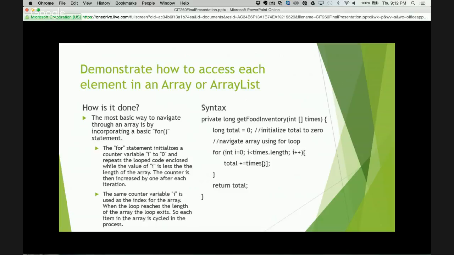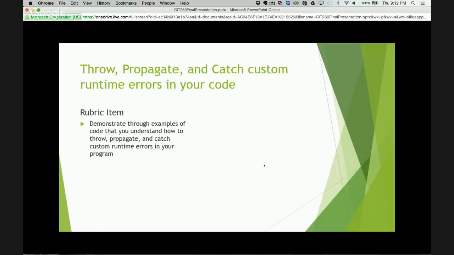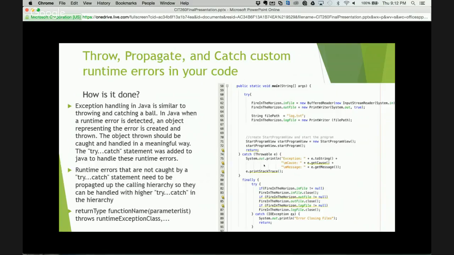And so that's how we can then, as we go through that, use it different ways and be able to reference that indexed item list. So next we're going to talk a little bit about throw, propagate, and catch for the custom runtime errors in our code. And so this is a little bit about how it's done.